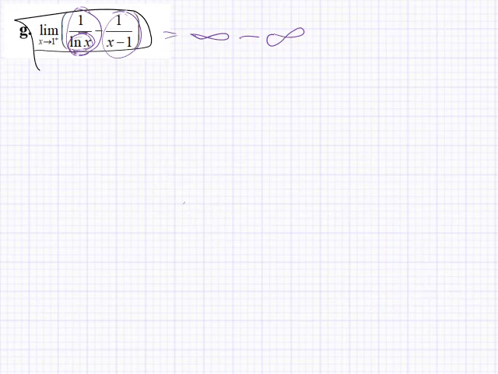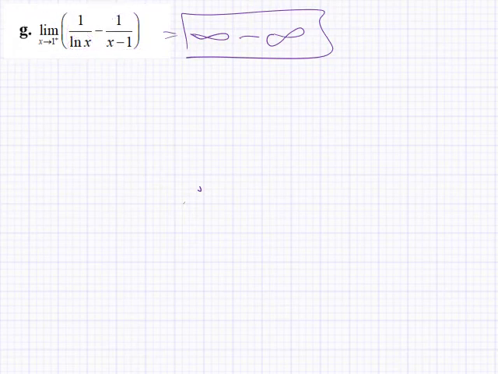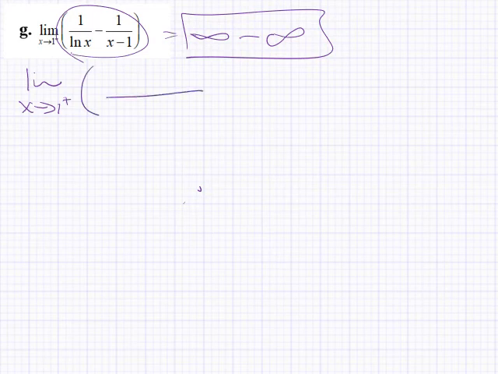All right. So how are we going to deal with this? This isn't L'Hopital's rule. It's indeterminate, but it's not L'Hopital's rule indeterminate, and that's not a quotient. Well, in order to turn this into a quotient, we're going to do the most simple thing possible. Do the subtraction. So we have the limit as x approaches 1 from the right of common denominator is log x times x minus 1. So this will be x minus 1 minus log x.